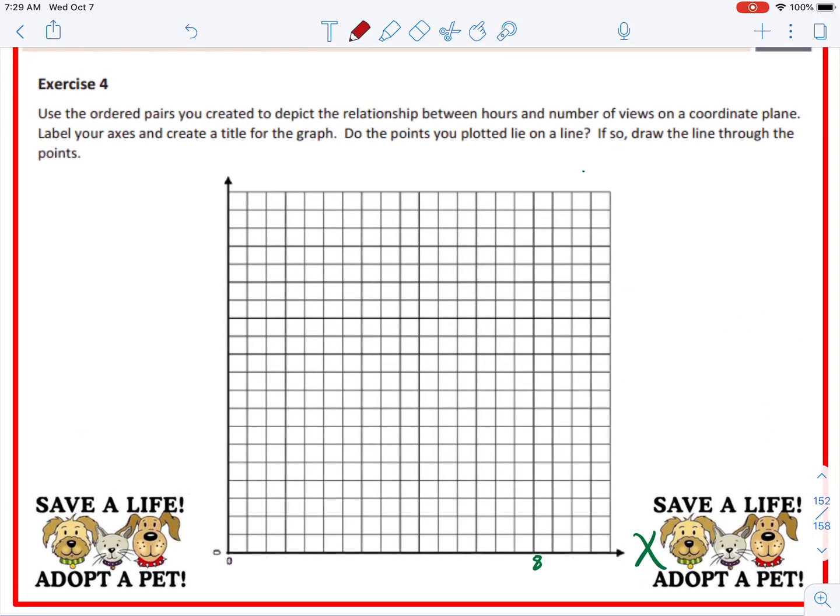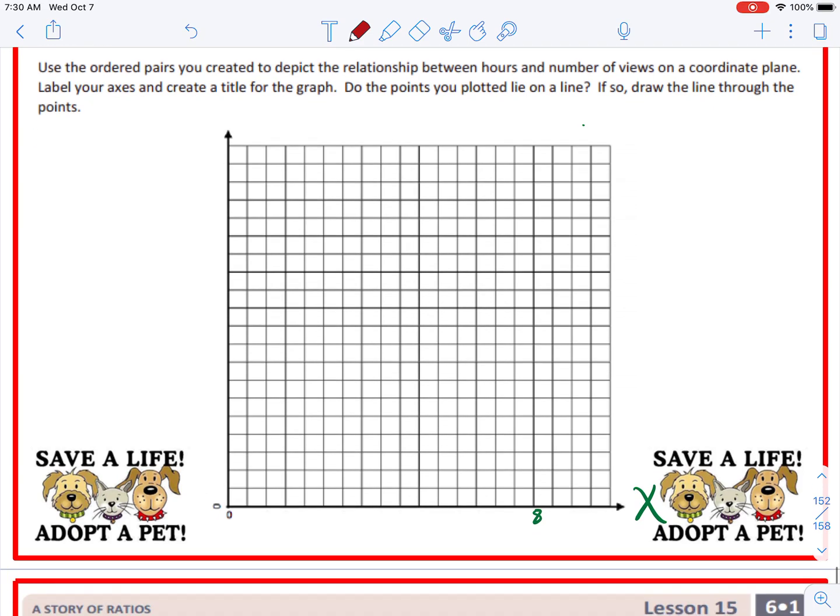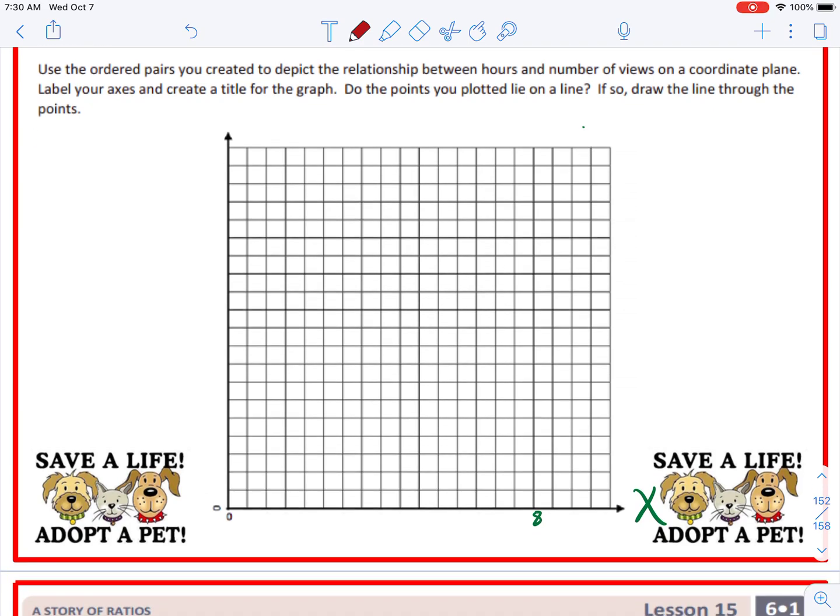All right, guys, exercise 4 says use the ordered pairs you created to depict the relationship between hours and number of views on a coordinate plane. Label your axes and create a title for your graph. Do the points you plotted lie on a line? If so, draw the line through the points. Okay, so when we plot these points, they should draw a straight line with a slope.